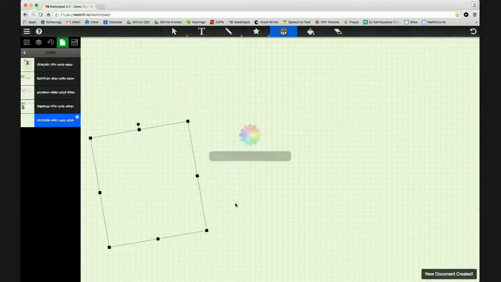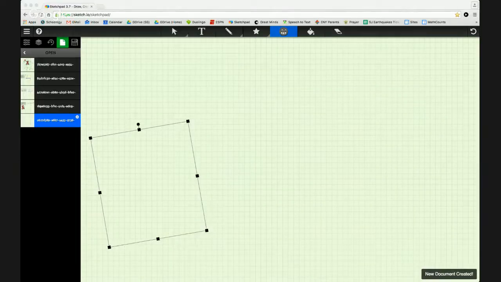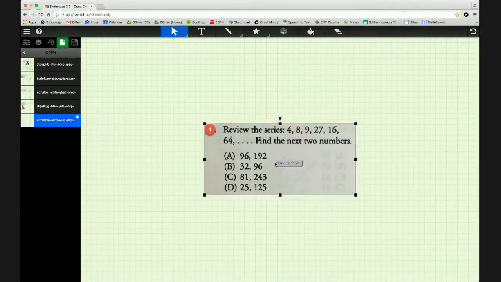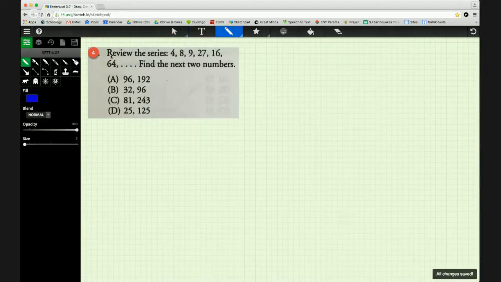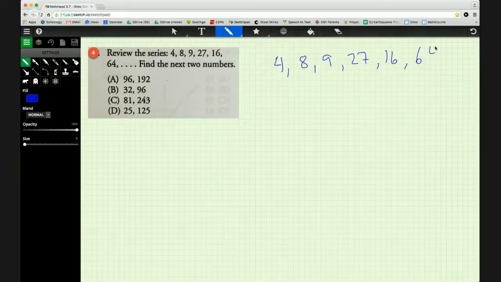Okay, our fourth problem is also a series problem. So we're going to review this series, and this is an interesting one too. 4, 8, 9, 27. This one is maybe a little tricky, but we'll see. So we got kind of plus 4, plus 1, plus 18. Wait, this is crazy.